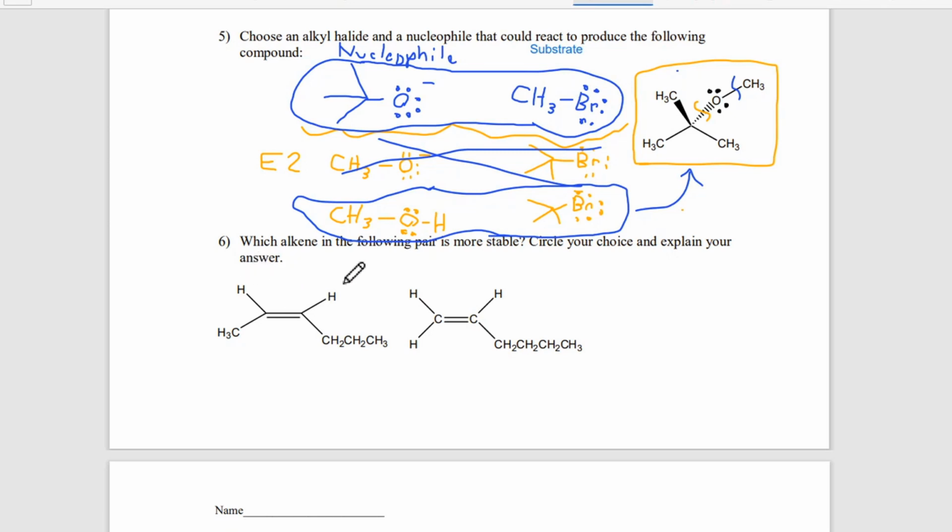It says, which alkene in the following pair is more stable? Circle your choice and explain your answer. So which of these is more stable? First one or the second one? What do you think? The first one? Yeah, the first one. This is going to definitely be more stable. Now, why?